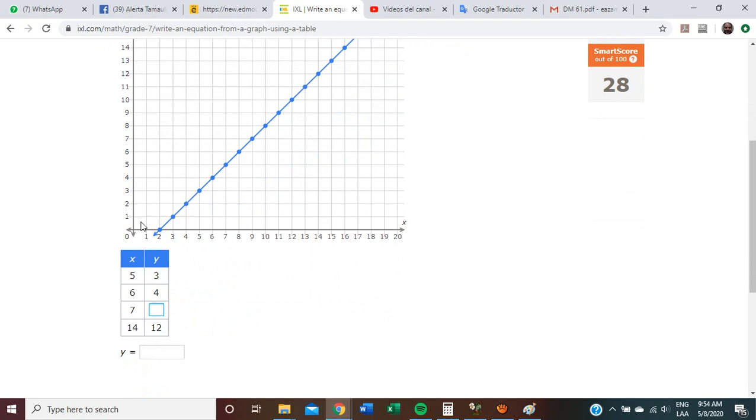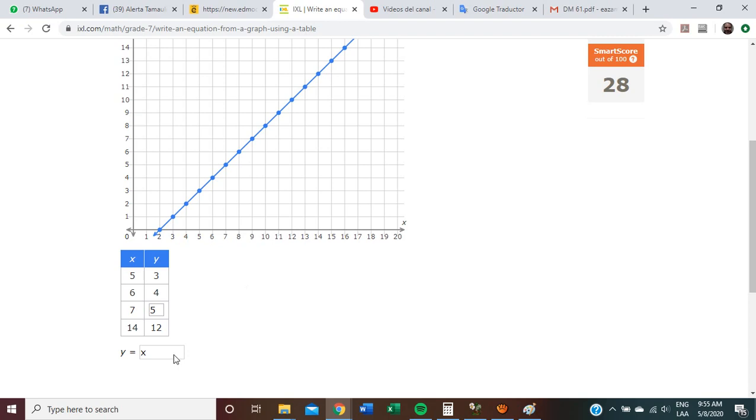All right, okay, let's see this one. When x equals 5, y equals 3. When x equals 6, y equals 4. When x equals 7, y equals 5. So there is a difference again of 2. But in this case, y is less than x. So it is not more than x, it is less than x. So how less?